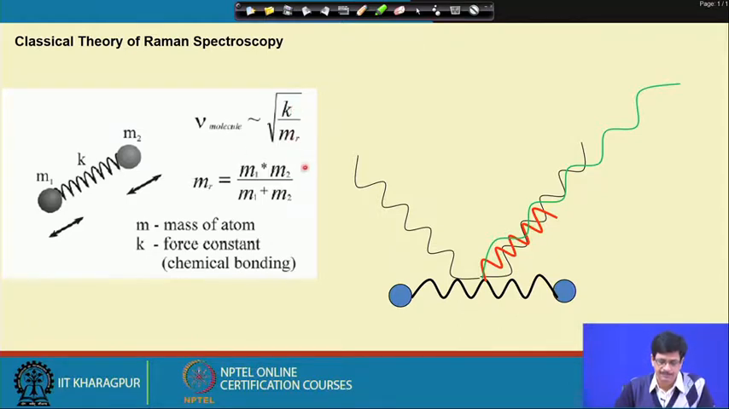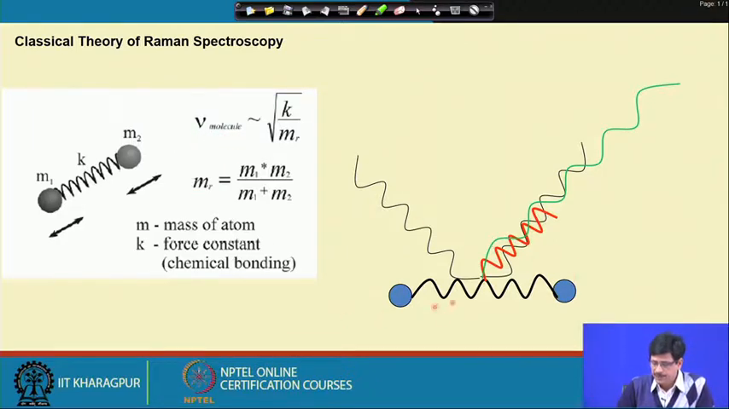the frequency of the vibration of the molecule will be given by a simple formula: this force constant divided by the reduced mass, Mr, which is basically M1 into M2 by M1 plus M2. So, for any particular bond, given this force constant value and the mass of the atoms, we can always calculate what are the different frequencies in which the bonds will be vibrating.